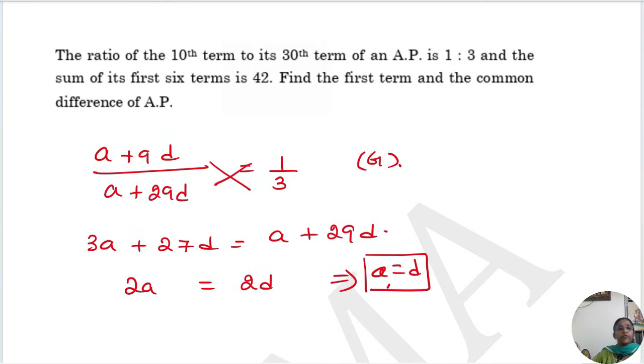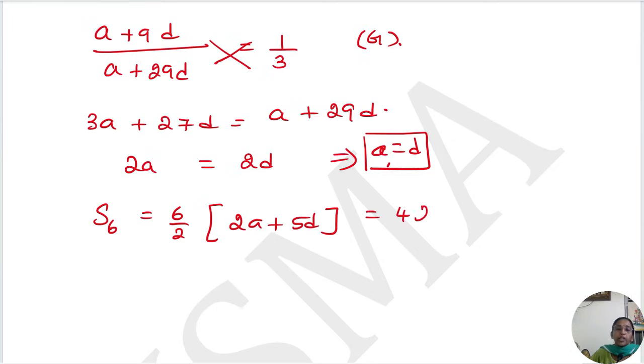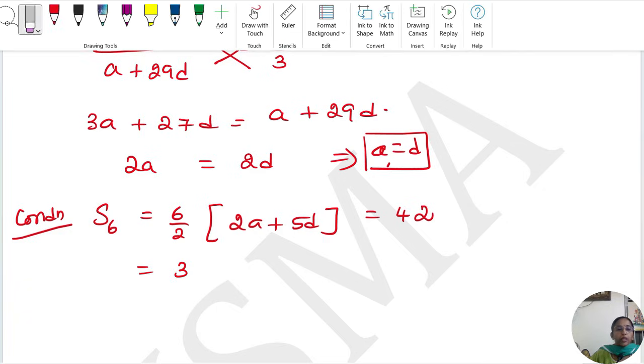Now, the sum of the first 6 terms is 42, so S6 is 42. S6 is equal to 6 divided by 2 into (2a plus 5d), which is equal to 42 according to the condition given. So now this is 3 times. Here you can take it this way, you can take 2 outside.